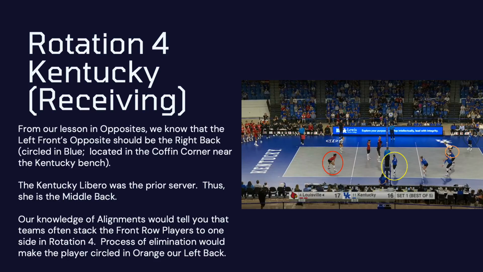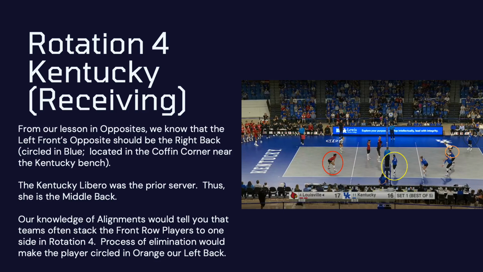Now, we add the information from our lesson on opposites. We know that our setter, who is our left front, her opposite should be the right back, circled in blue. And if you don't see the circle in blue, our right back is in that coffin corner on the right side of the screen near the Kentucky bench. The Kentucky libero was the prior server. Thus, she is our middle back. So we know two of our three back row players for Kentucky.